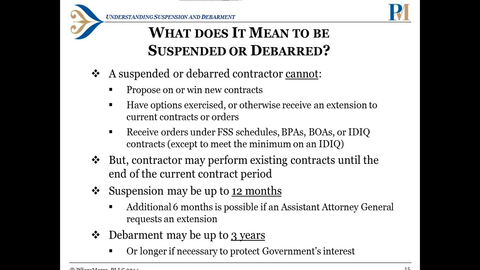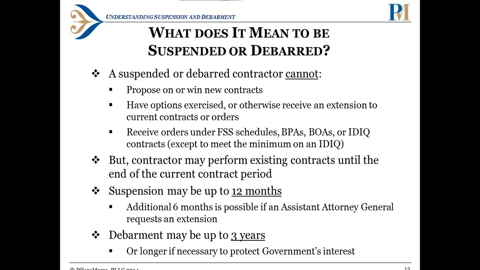What you can do is continue with your current contract performance in your current contract, with one caveat: the government can use the suspension or debarment as an excuse to terminate you. So looking at the differences between suspension and debarment, this is really the crux of the matter.